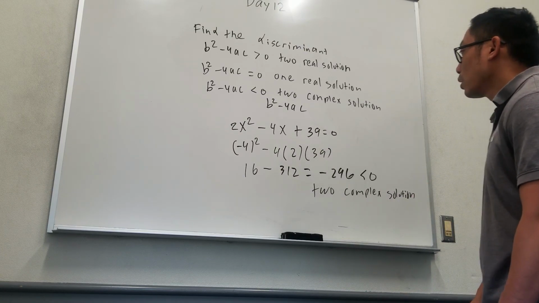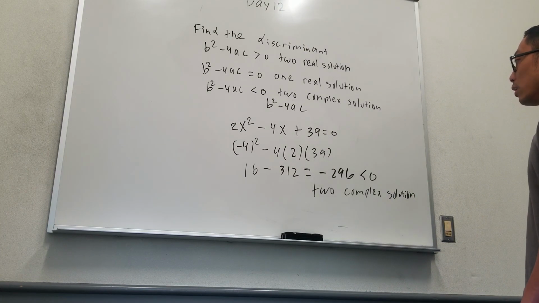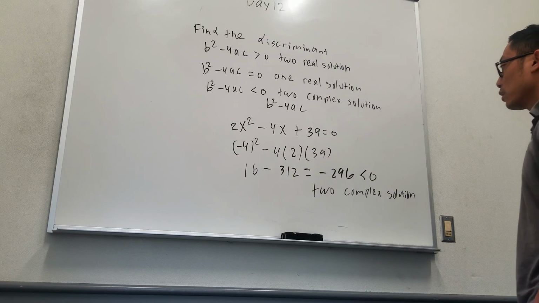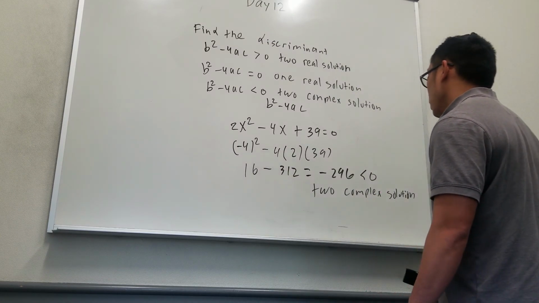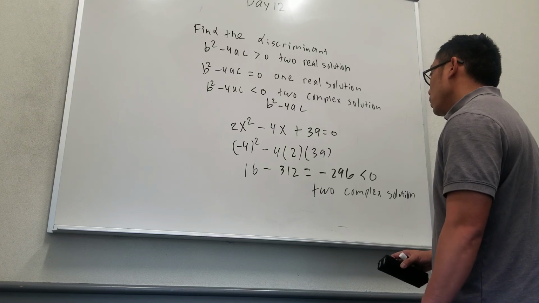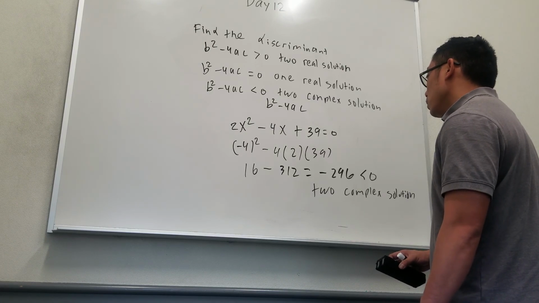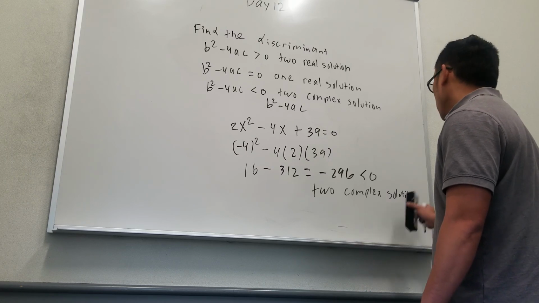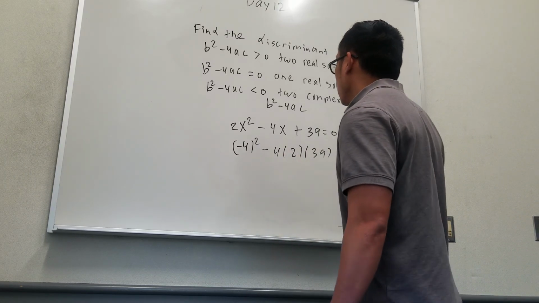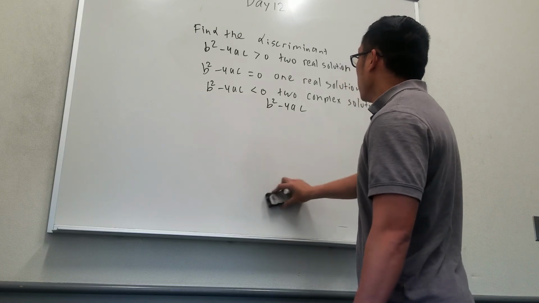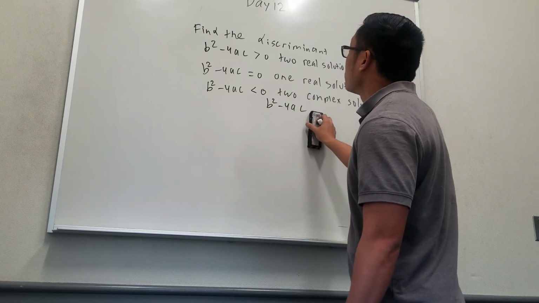Okay, that's it. Is that correct? 8 times 40 is 320. 312. Yeah, that's right. Two complex solutions. So it's negative, and then you have two complex solutions. That's all I'm trying to say.